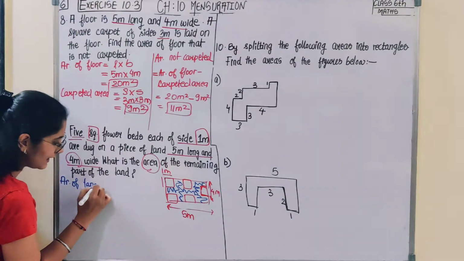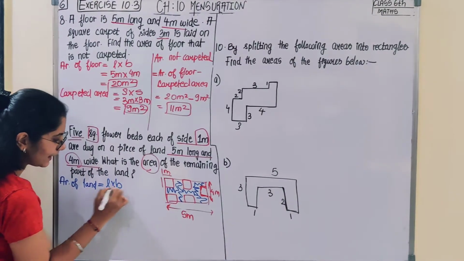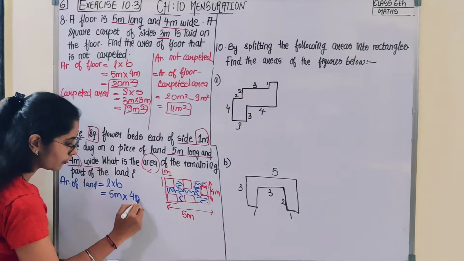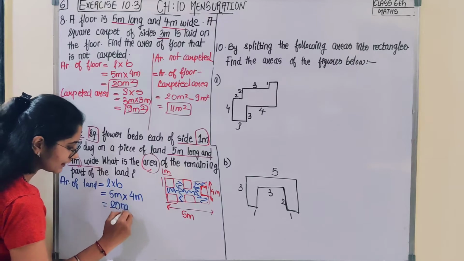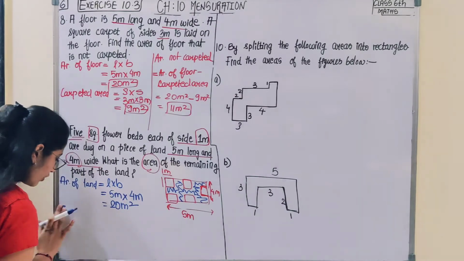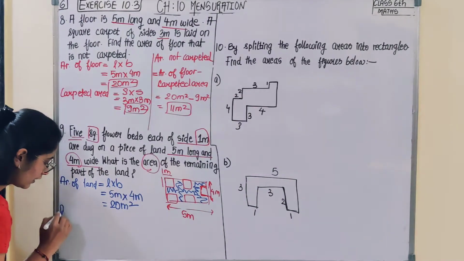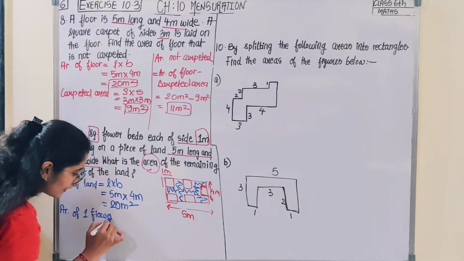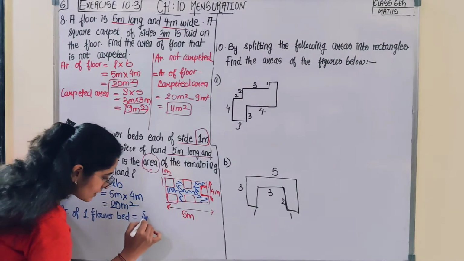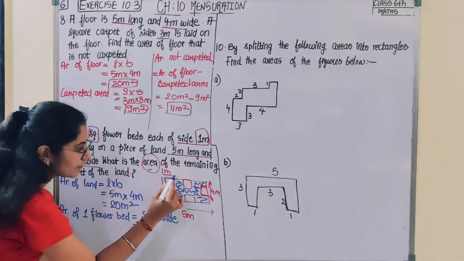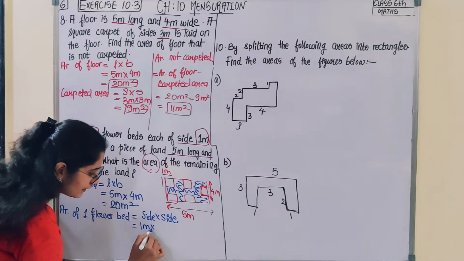So area of land is length into breadth because it is rectangular. So 5 meter into 4 meter, that is 20 meter square. Okay, and next is total area. First देखो, area of one flower bed. Since the flower bed is square in shape, it is side into side. Okay, that is side of square is 1 meter into 1 meter, that is 1 meter square.